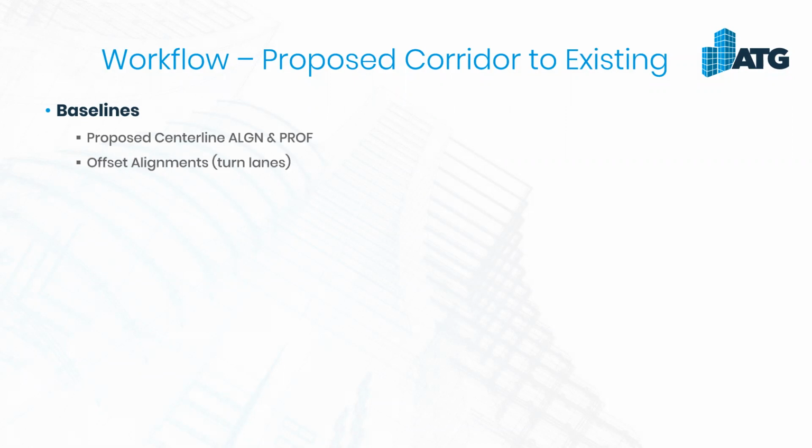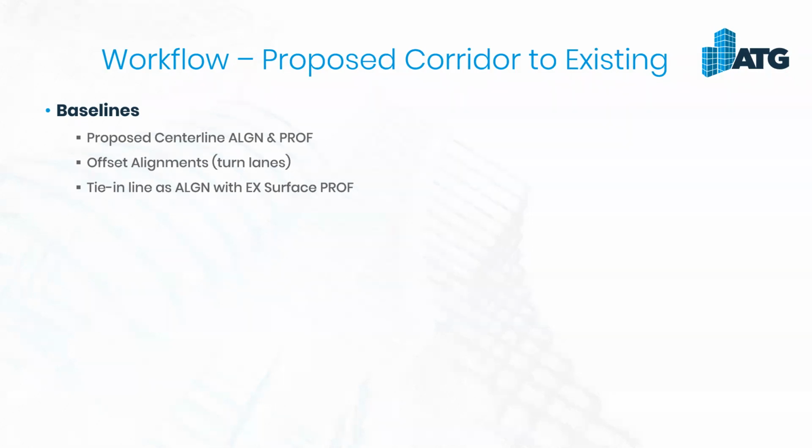So with all that preamble out of the way, let's actually talk about how we're going to model a proposed corridor to our existing conditions. First off, let's talk about our baseline. We're going to have our proposed center line as an alignment and profile. We are going to create offset alignments, which may or may not have widenings to represent our turn lanes, but this is going to represent our edge of travel way. And then we need to have an alignment that's going to represent that tie-in point with an existing surface profile.